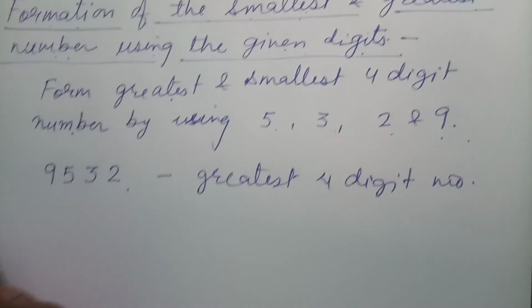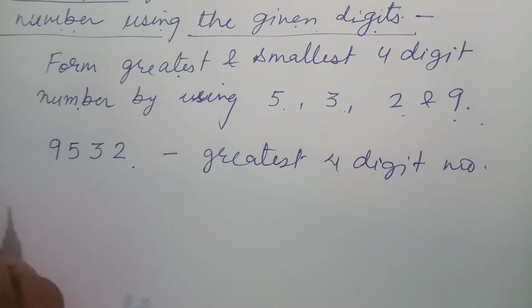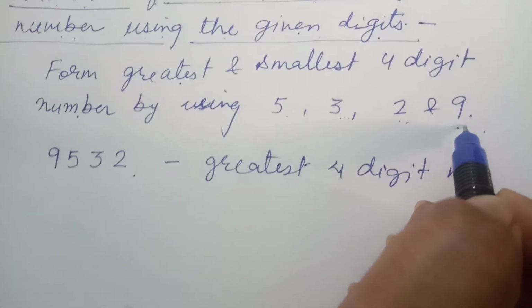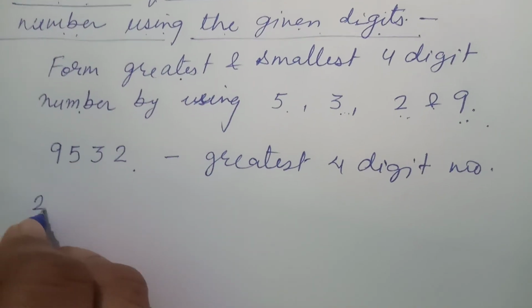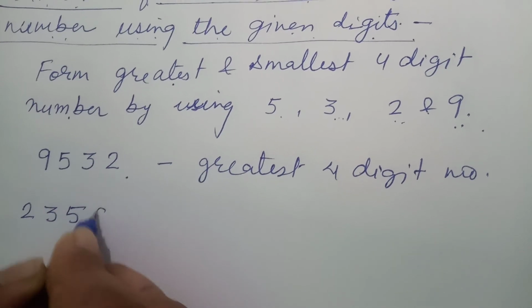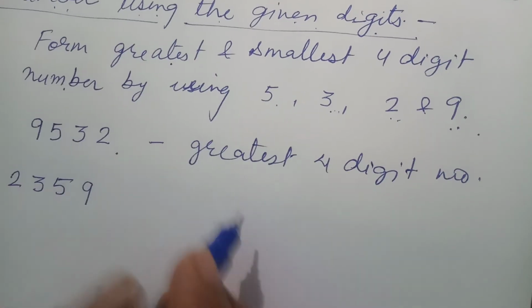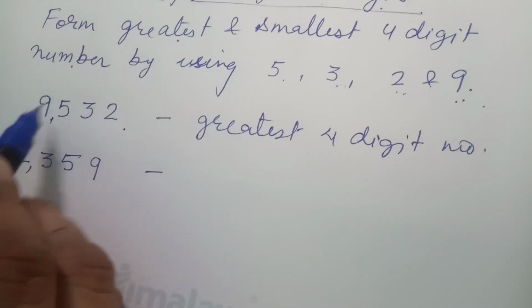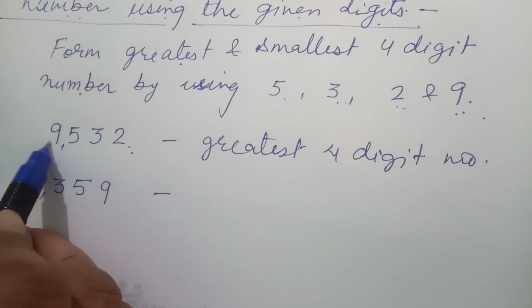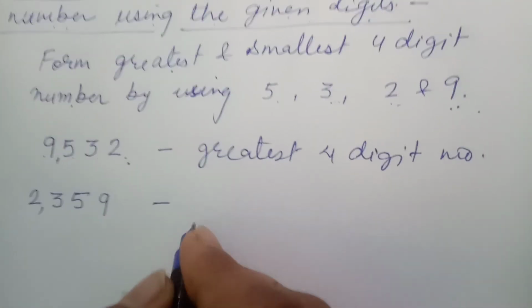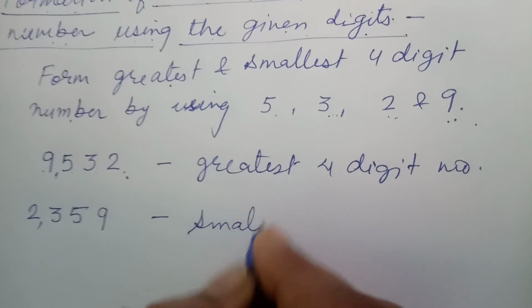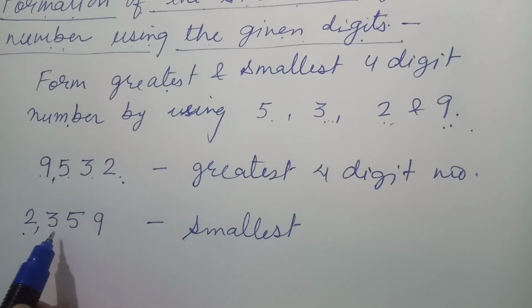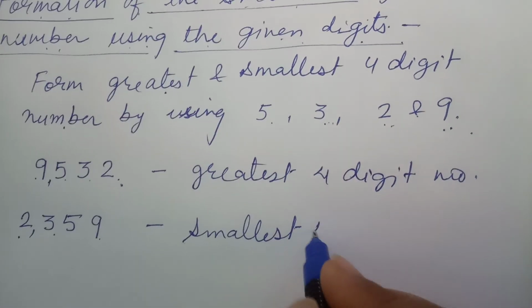And for finding the smallest four-digit number, what do we have to do? We have to write these four digits in ascending order: 2, 3, 5, 9. And by putting the comma, we can read the numbers. The greatest four-digit number will be 9532, and the smallest four-digit number by using 5329 will be 2359.